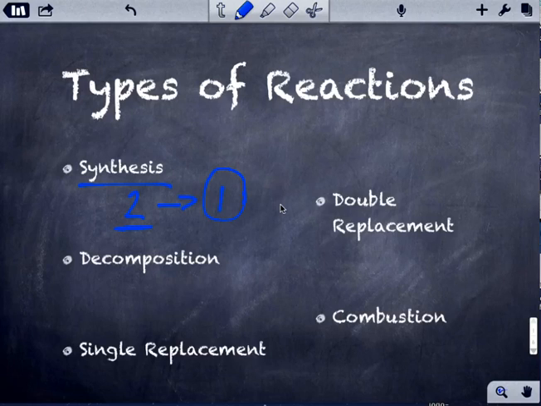Decomposition reaction is the opposite of that. You're starting with one thing and then you are going to do two things, either two elements or two different compounds, but you're going from one to two.